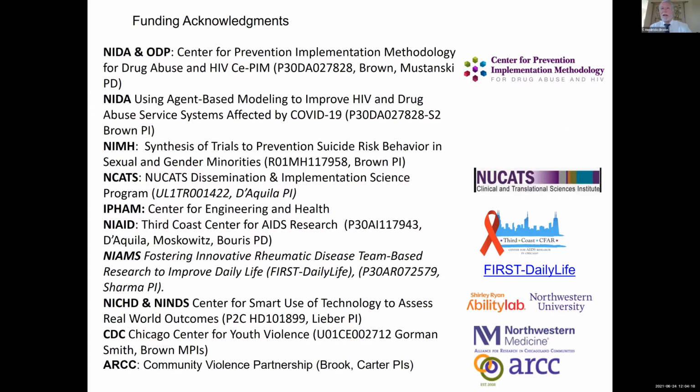I do have some funding announcements. If I went through all of these in detail, we wouldn't have any time for the projects, but all of these involve implementation science, and they are moving towards the work around health equity as well. So there's the NIDA grants from the Ce-PIM that Ron mentioned. We have a supplement to look at COVID-19 impact on HIV and drug abuse services in Pinellas County. I'll mention some of that with NIH. NUCATS is an important part of this, IPHAM as well, NIAID with the Third Coast CFAR, NIAMS with the First Daily Life P30 that Lehman Sharma organizes and runs. Rick Lieber's work with the Ability Lab and CDC Center and new ARC funding, which has just been identified.